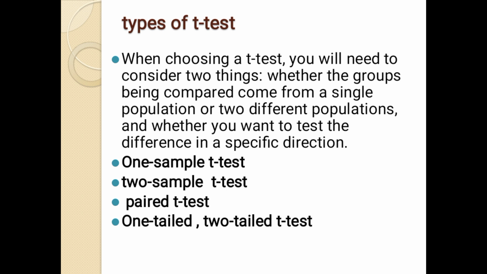Among these, before performing a t-test, we will consider two things. That is, whether the groups come from the same group, the same single population or same kind of data, or they are of a different population or different kind. That is the one thing we will consider before choosing a t-test from among these five. And the other thing is whether we want to test the difference between the groups in a specific direction or not.